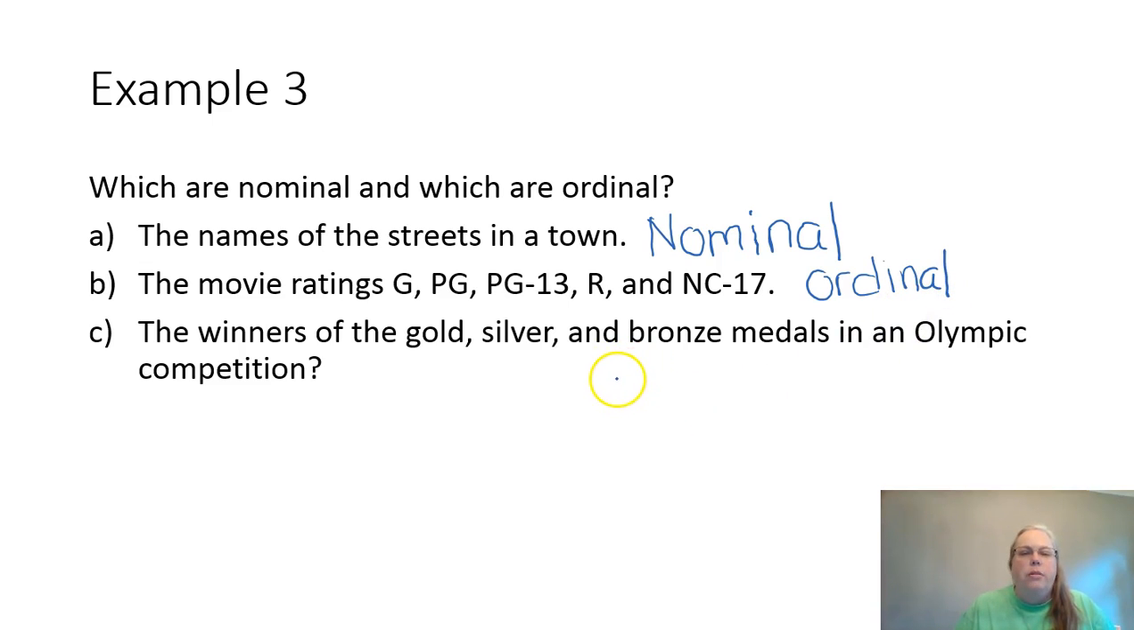C, the winners of the gold, silver, and bronze medals in an Olympic competition. Again, these are ordinal. You would not want to give the third place finisher the gold medal because they didn't earn the first place finish. These are ordinal.